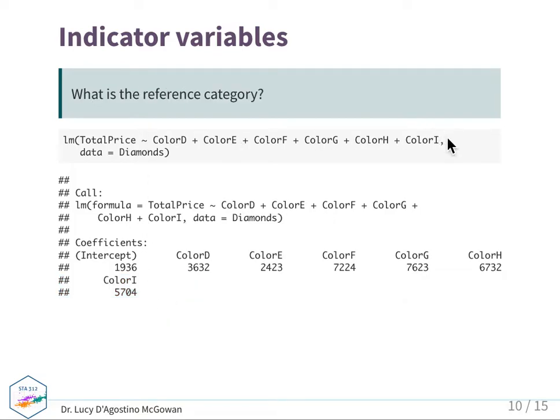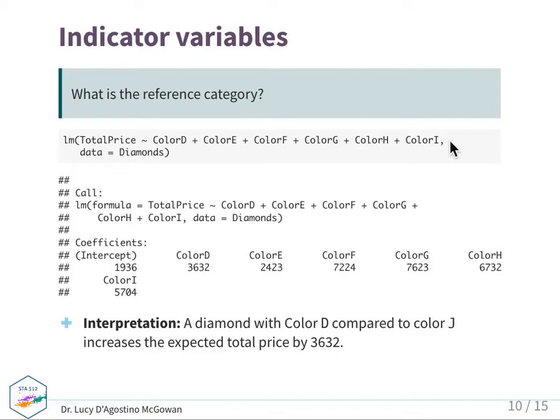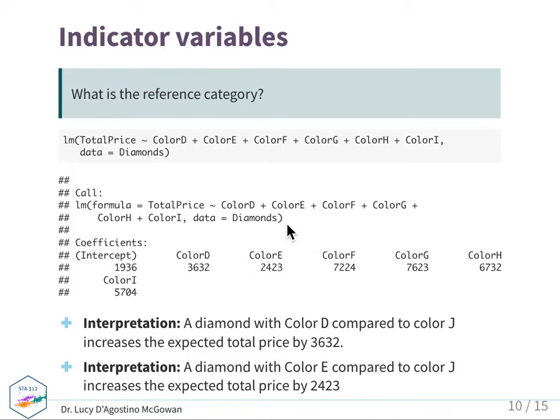So here I've refit my model and I've appropriately left out one indicator variable, in this case color J. And so the interpretation here is that a diamond with color D compared to color J increases the expected total price by $3,632. Or, for example, I could interpret this beta coefficient: a diamond with color E compared to color J increases the expected total price by $2,423, and so forth.